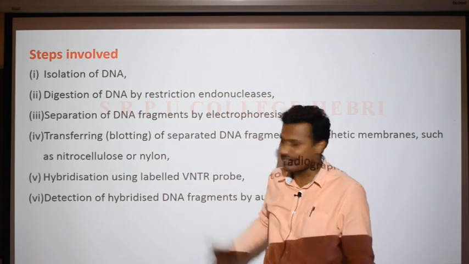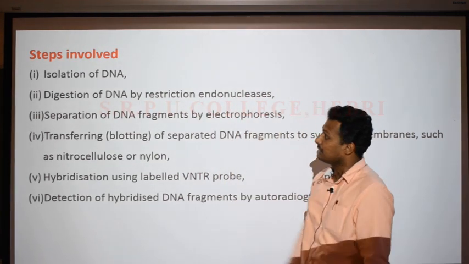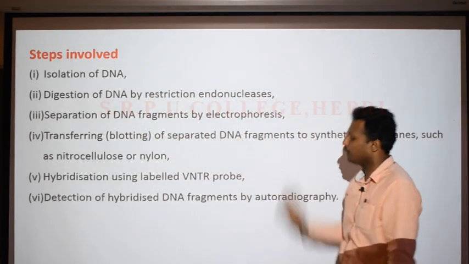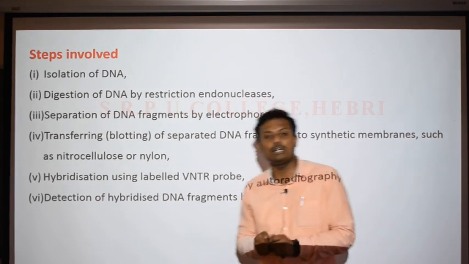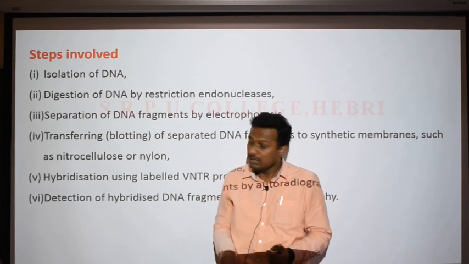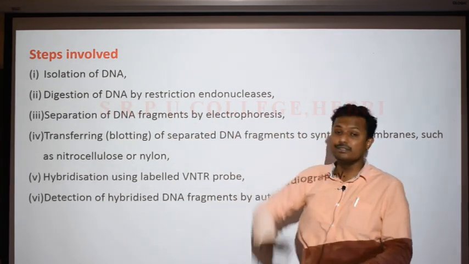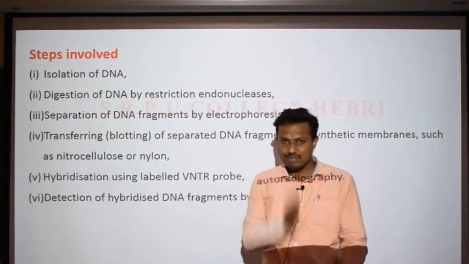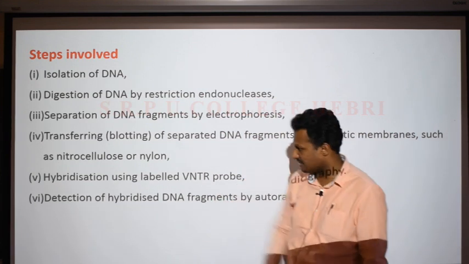Even from the blood cells we can isolate it. Then digestion of DNA by restriction endonuclease. The DNA we isolated, we have to digest it and make it into a solution, right? By using the enzyme called restriction endonucleases, which can cut the DNA fragments into smaller pieces.